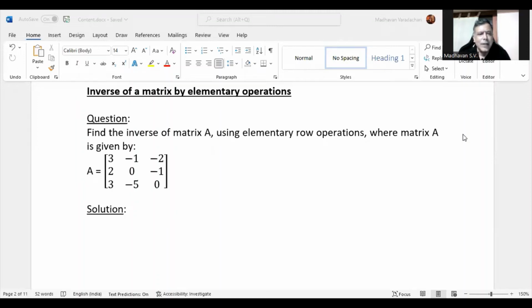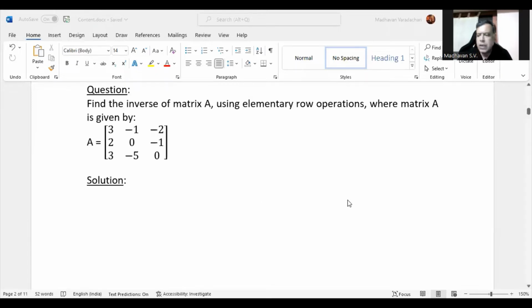Hello everyone. In this video, we will understand how we find the inverse of a matrix by using elementary operations. The question is: find the inverse of matrix A using elementary row operations, where matrix A is given by this.